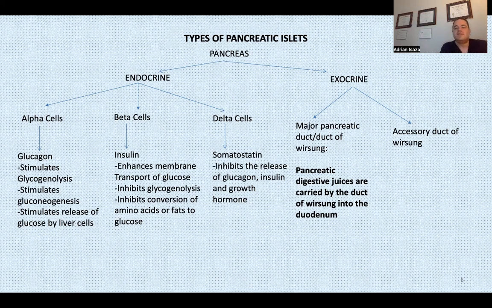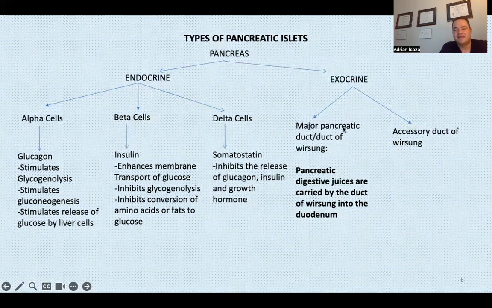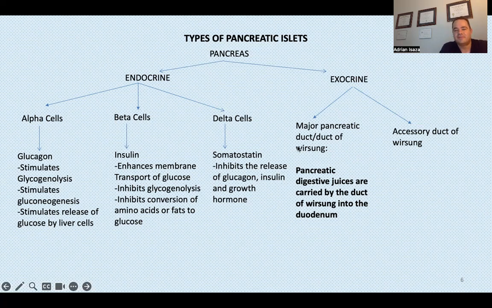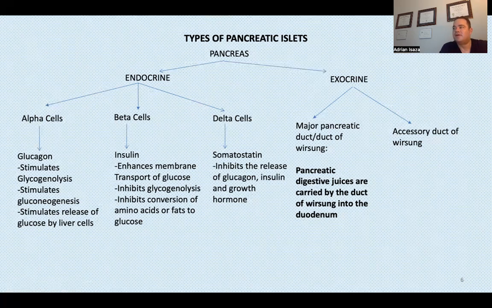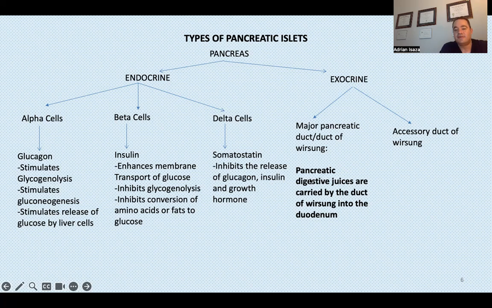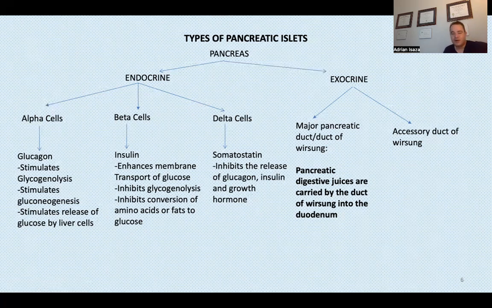What I need you to know is not the name of this, right? The duct of Wirsung. I think anatomy textbooks are staying away from eponyms, or structures named after scientists. But anyway, the major pancreatic duct, I wrote both names. And that is going to contain the pancreatic digestive juices that are carried by the duct of Wirsung into the duodenum. So that being the second part of the duodenum, right?